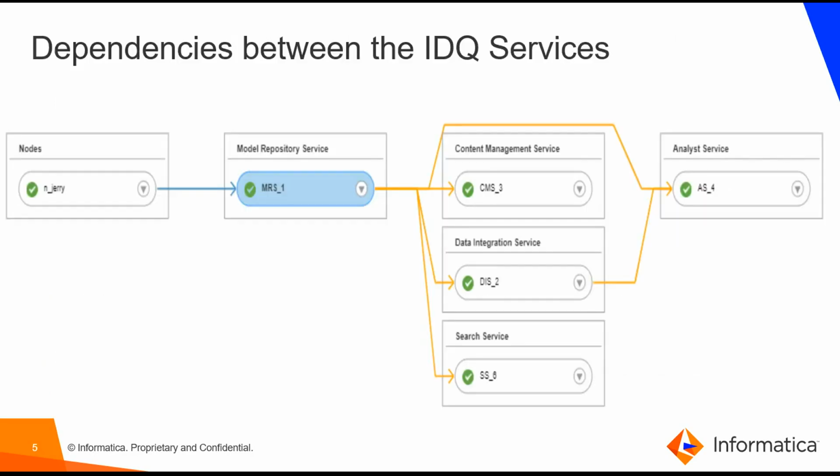All these services are interdependent on one another. The first service that we create is the model repository service. All other services are directly or indirectly dependent on the model repository service. Services such as content management service, data integration service, and search service are directly dependent on the MRS, while the analyst service makes use of both the DIS and the MRS to function.